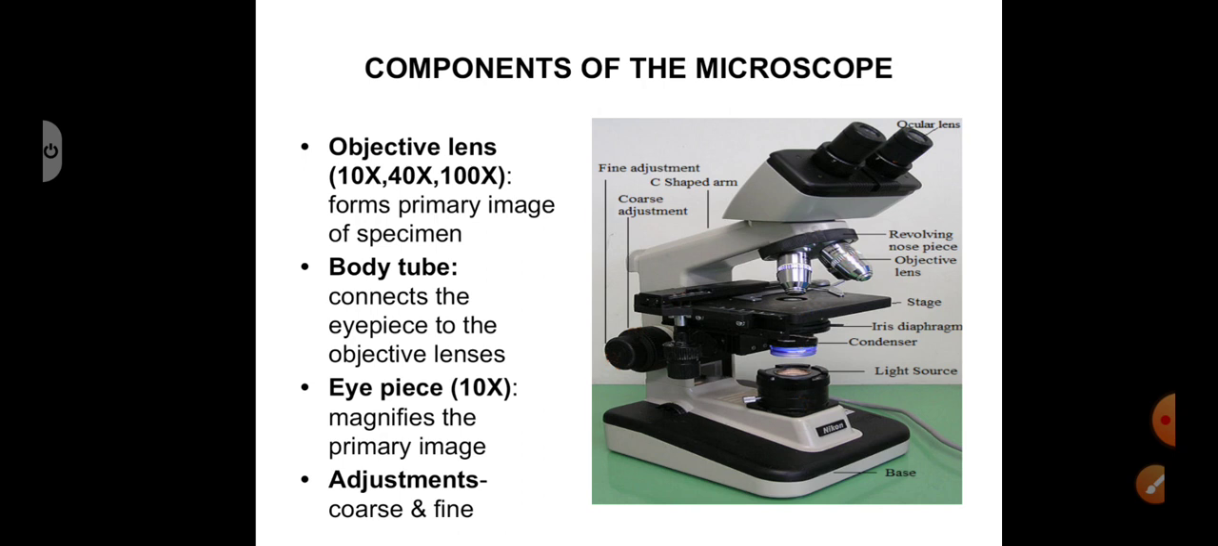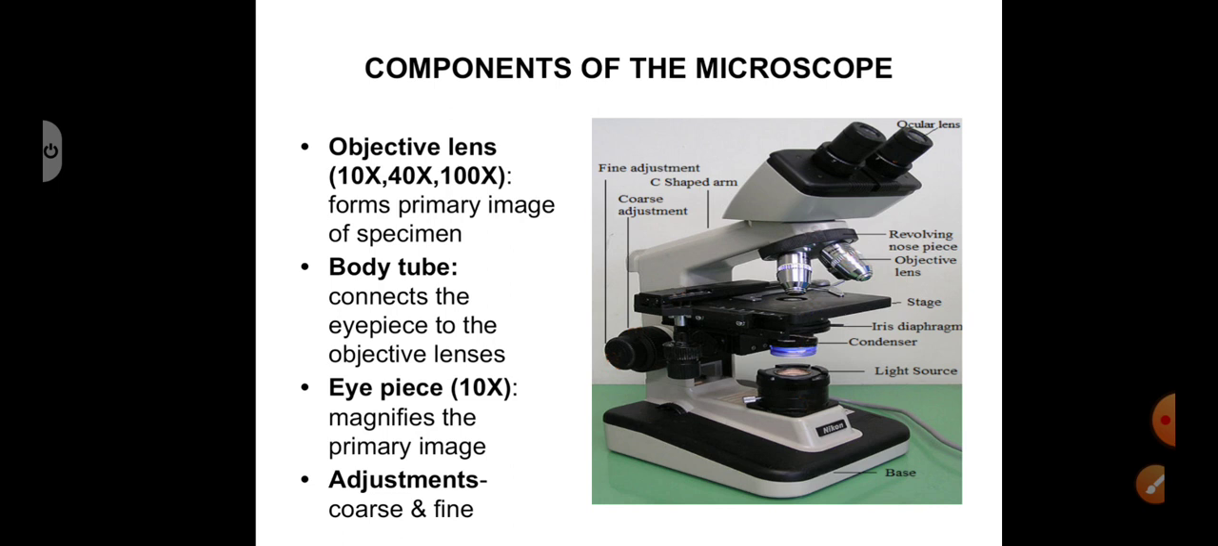So the light which is reflected from the specimen goes into these objective lenses, and the primary image of the specimen is formed. If you're using an objective lens of 10x power, the specimen is magnified 10 times. If you're using an objective lens of 40x, the specimen is magnified or enlarged by 40 times. If you're using an objective lens of 100x, it is magnified by 100 times.